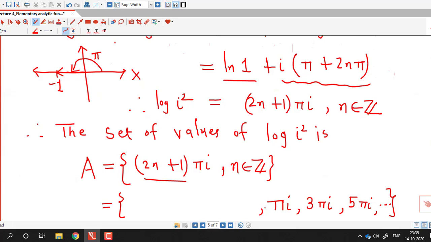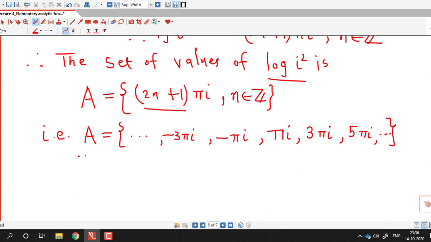Similarly, for n equal to 0, it is pi I that we have written. So for n equal to minus 1, it is minus pi into I. For n equal to minus 2, it is minus 4 plus 1, that is minus 3 pi I. For n equal to minus 3, it is going to be minus 5 pi I, and so on. I am not writing all the possible values. This is just for understanding that these are the possible values of log of I square.